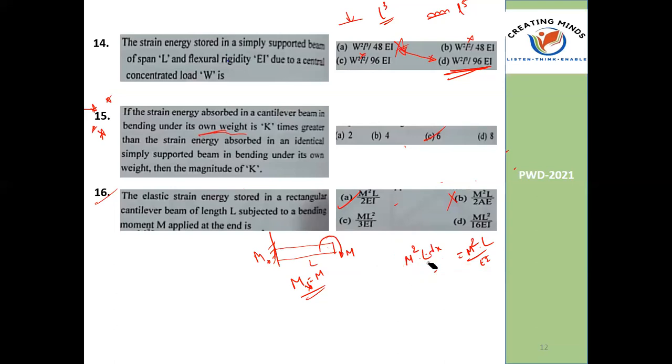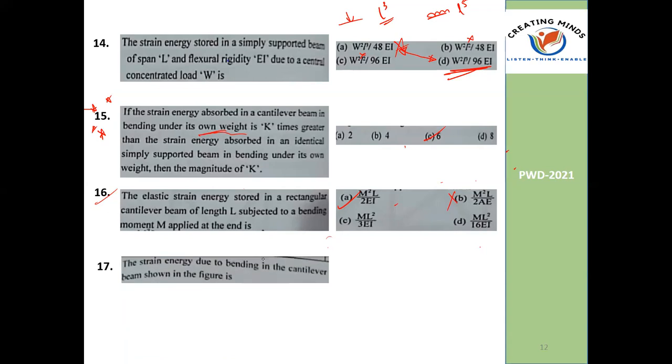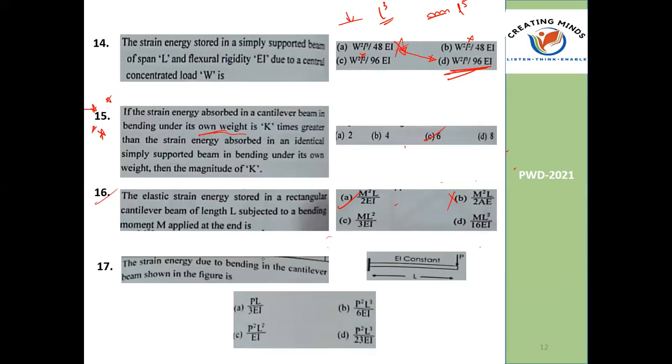Okay, move on to the next question. The strain energy due to bending in the cantilever beam shown in the figure is how much? What is the strain energy? See here, you have to take Mx equal to PL. If you take this, it will become the integral of PL square by 2EI into L. So you are getting P square, option B, L cube by 2EI. What is the option?